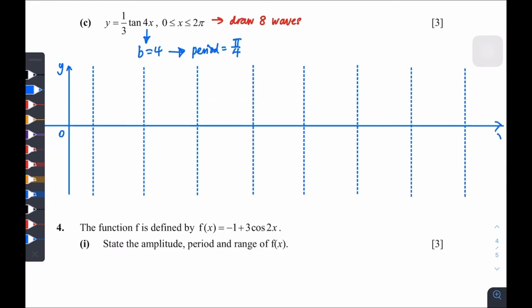So this is my x. Why is the first one nearer? Because the first one is going to be like this, going up to infinity. Then the second one would be like this, coming through and going down. Next one, coming through, going up. You can draw up or down, it's up to you, depending on your stroke. So like this.